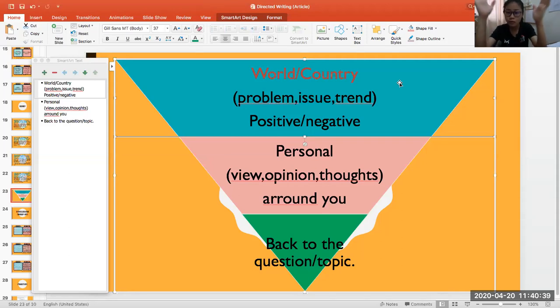and from these problems, you go to your personal thoughts. You link them. How is this issue connected to you? How is this trend inspiring you, motivating you? So it's personal. For you, how? What is your opinion? What are your thoughts? What is happening around you, just in your neighborhood? So it comes down to personal, and then you bring people back to the question. Use something from the question. So those are the three main things that you have to set when it comes to a formal setting.